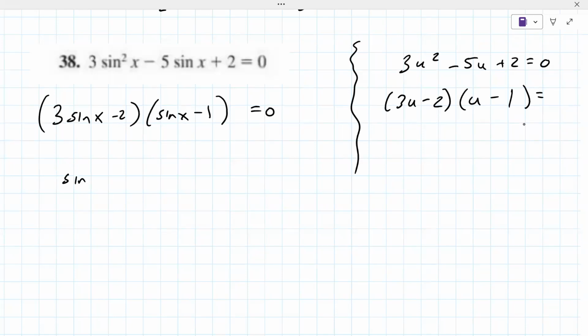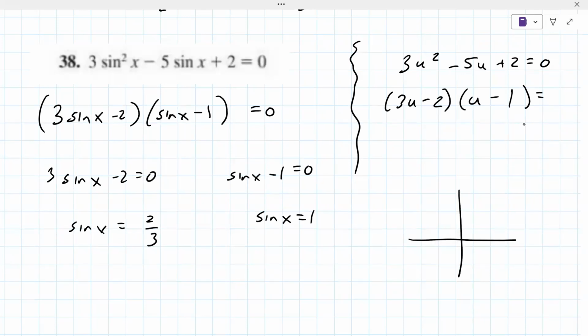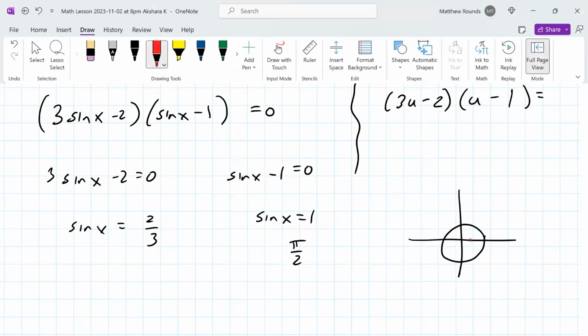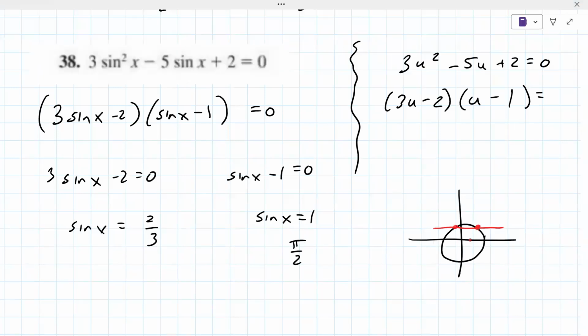So when you solve each of these, it's 3 sine x minus 2 equals 0, sine x minus 1 equals 0. So we're trying to figure out where sine x equals 1 and sine x equals 2/3. The sine x equals 1 is the easy one. That's where the y value is 1, at pi over 2. This one is more difficult. There's actually two places it equals 2/3, but they're not nice values. There's one there and one there.